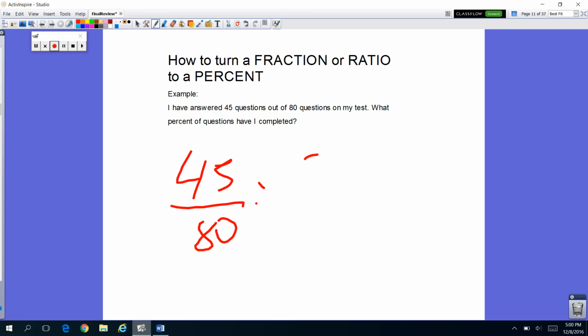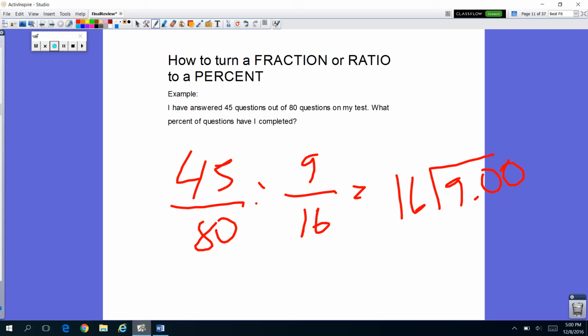Okay. The other way that you could have done this, okay, once you have 45 over 80, you simplify, you end up with 9/16, okay, and then you put 16 and divide it. And look, it looks pretty much like the other one, doesn't it? So that's another way to do it. Okay. Now go ahead and work on the next problem.